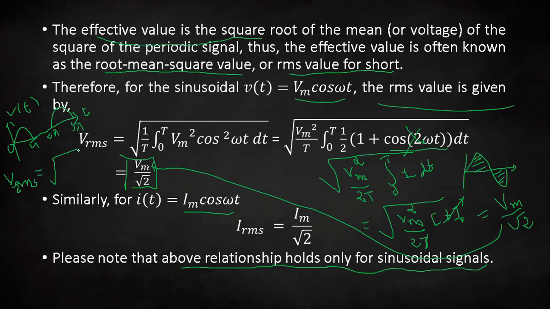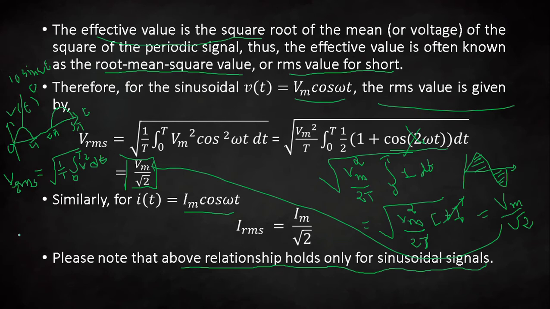That is root of mean of square value, square of V, so V square of dt. Here Vm is given in the positive cycle for 0 to 2 pi. So our total time period will be 0 to 2 pi, and here we can see for 0 to pi the value is positive, and let's say this is given by 10 sin omega t, and for pi to 2 pi it is 0.